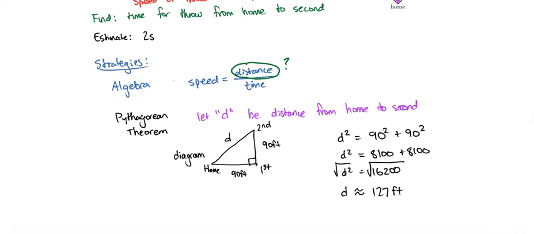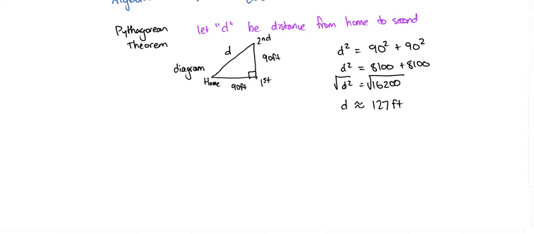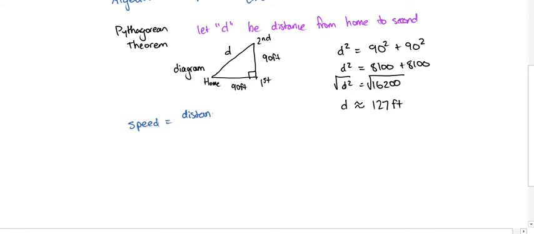So that's great because my algebraic strategy needed the distance, and now I found it. So I'm going to go back to that equation. Speed equals distance over time. And now I know that distance is equal to 127 feet, and speed, as given earlier in the question, is equal to 70 miles per hour.